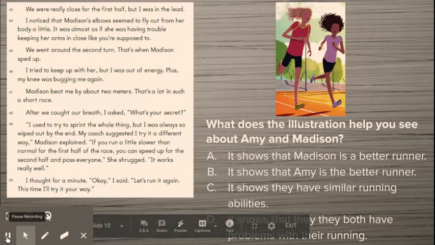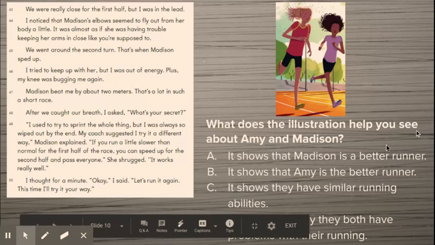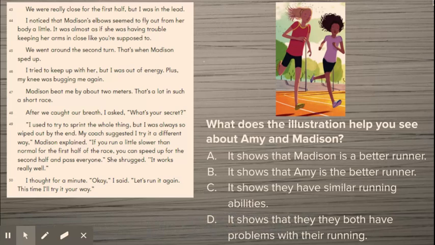So the question: how does the illustration help you see, or what does the illustration help you see about Amy and Madison? Does it show that Madison is a better runner? Does it show that Amy is a better runner? Does it show that they have similar running abilities? Or does it show that they both have problems with their running? You should have picked that it shows that they both have problems with their running.